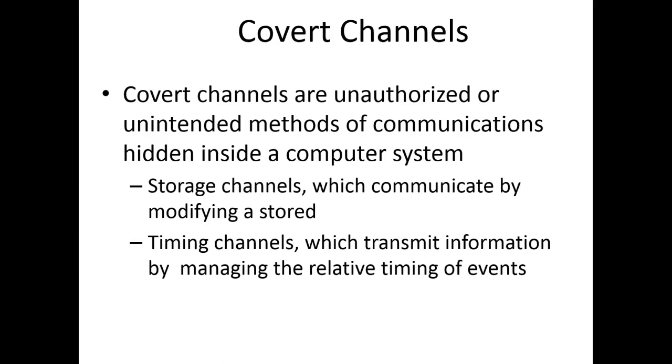One of the biggest challenges in TCB is the existence of covert channels. Covert channels are unauthorized or unintended methods of communication that are hidden inside a computer system. Basically, some researchers discovered that the blinking indicators on some network routers were flashing in sync with the content of data being transmitted. That was unintentionally displaying the content of the data.